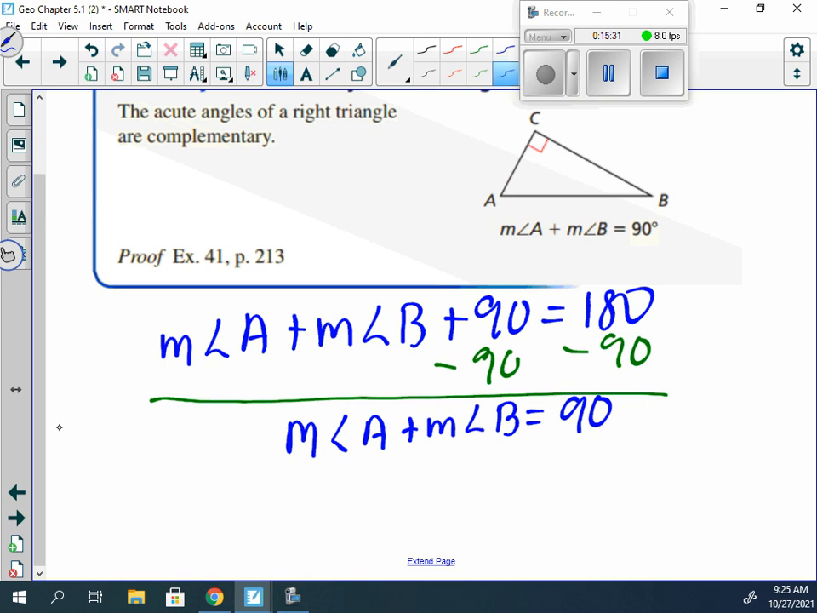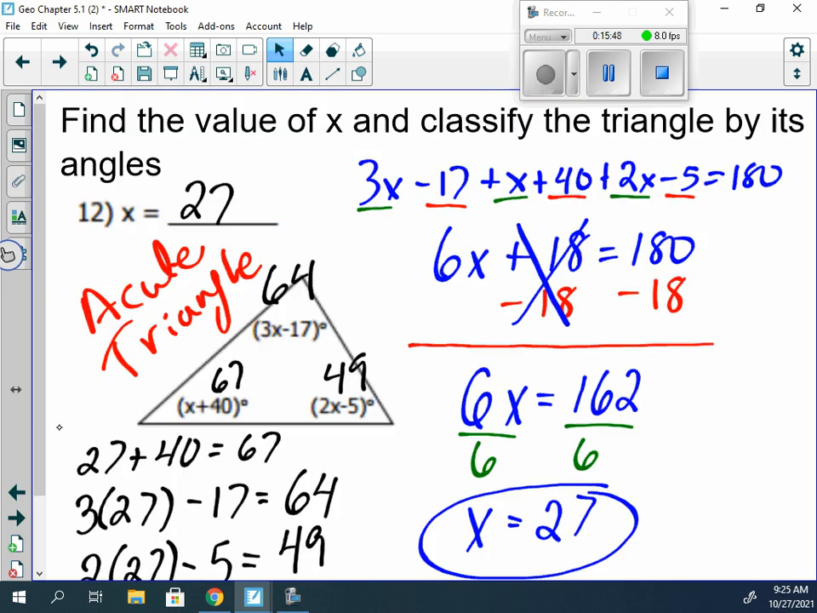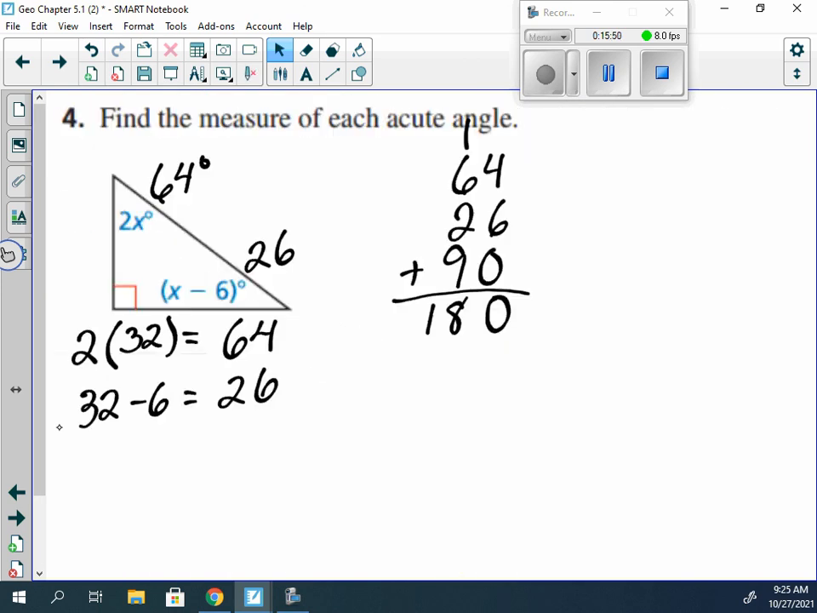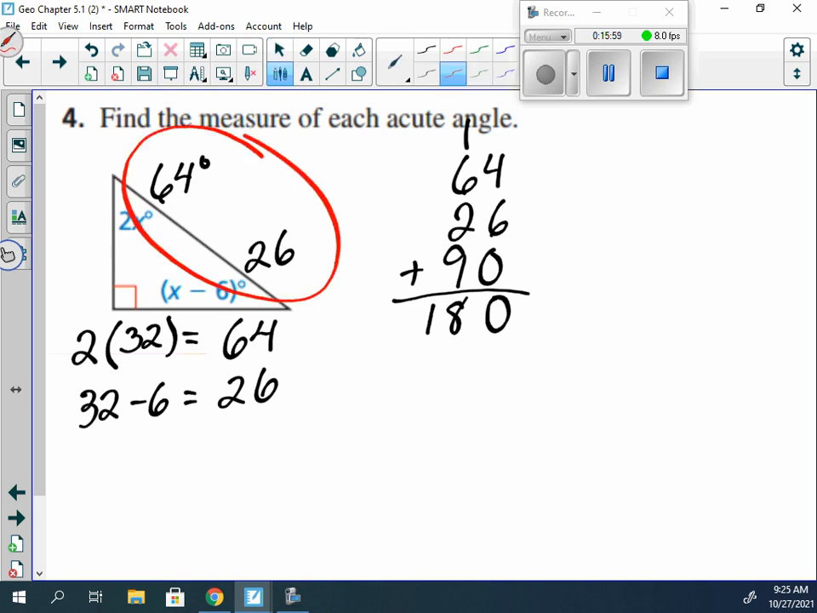90. Would it be wrong to go on and solve it like we've been doing, setting all three angles equal to 180? Well, no, it'll still give me the same answer. But the other two angles will add together to be 90. Wait a minute. This one here is a right triangle, yes? 64 and 26 add together to be.